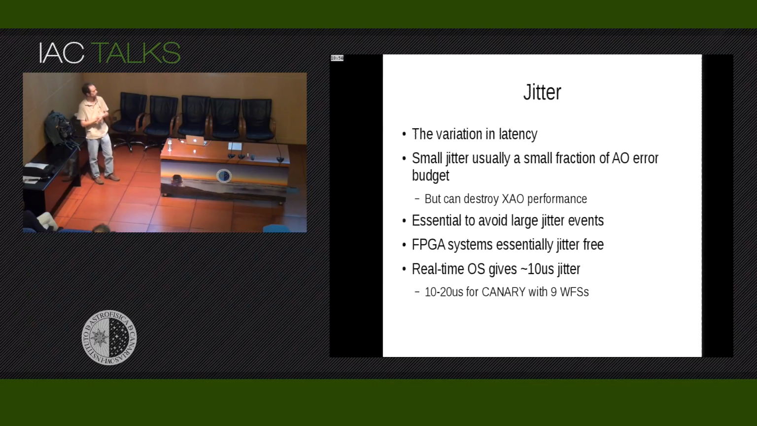If you have a real-time operating system, it will give you about 10 microseconds of jitter. For Canary, with our 9 wavefront sensors, depending on how we measure it, we're somewhere between 10 and 20 microseconds RMS of jitter. And of course, with a system with fewer wavefront sensors, you'll have less jitter because there are fewer interrupts to serve and things like that.